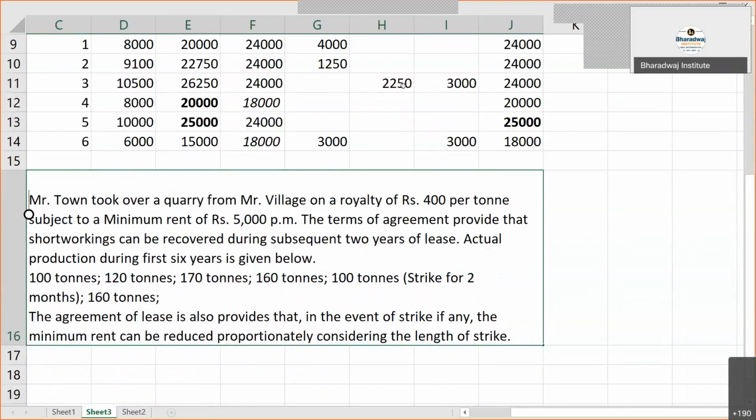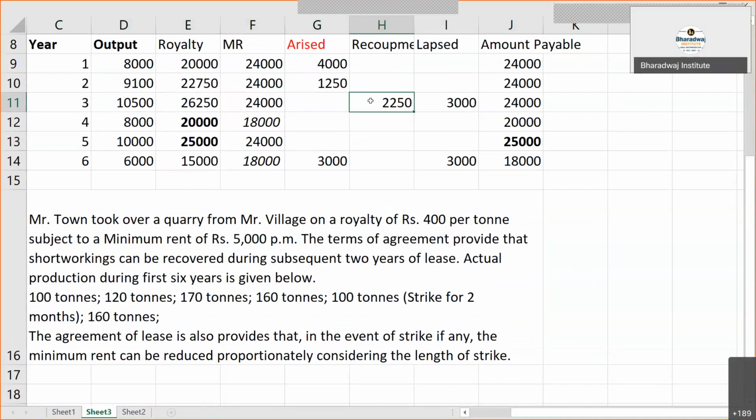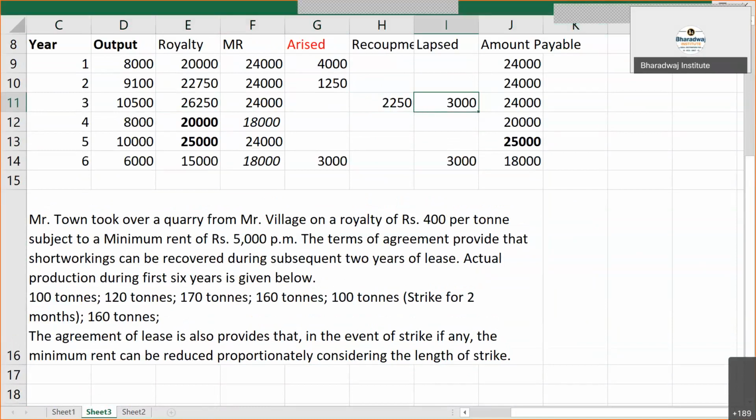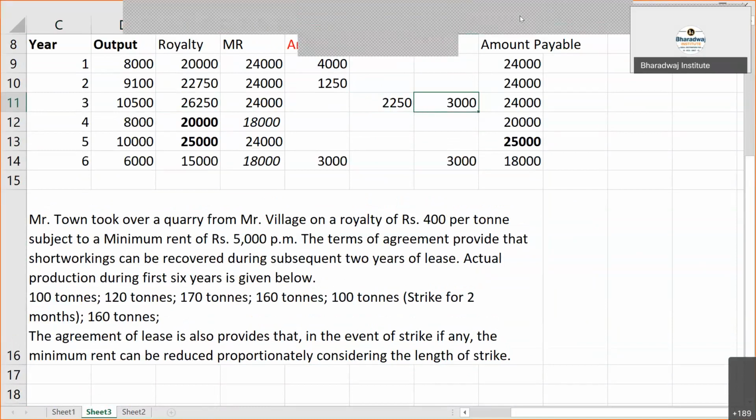See, in the previous question, we had a short working, that is, a surplus of 2,250 which can be used for recovery, and the remaining 3,000 will be left. The wordings are very clearly used. You can recover the short workings only during the first 3 years of the lease.